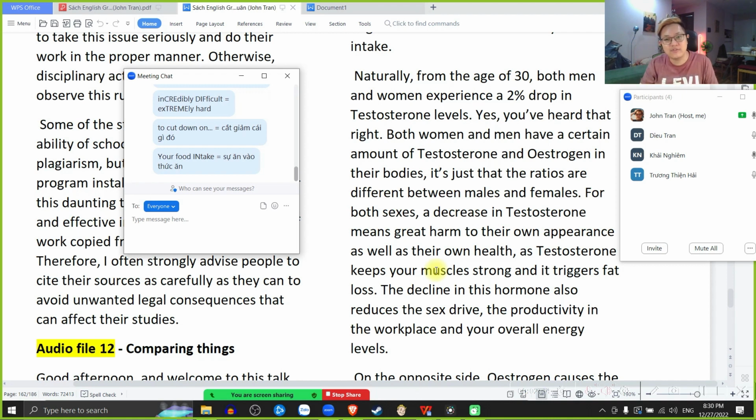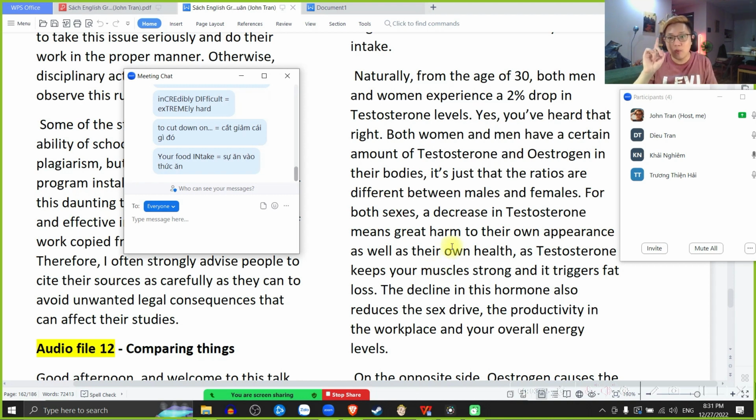From the age of 30, both men and women experience a 2% drop in testosterone levels. Yes, you heard that right. Both women and men have heard that right.